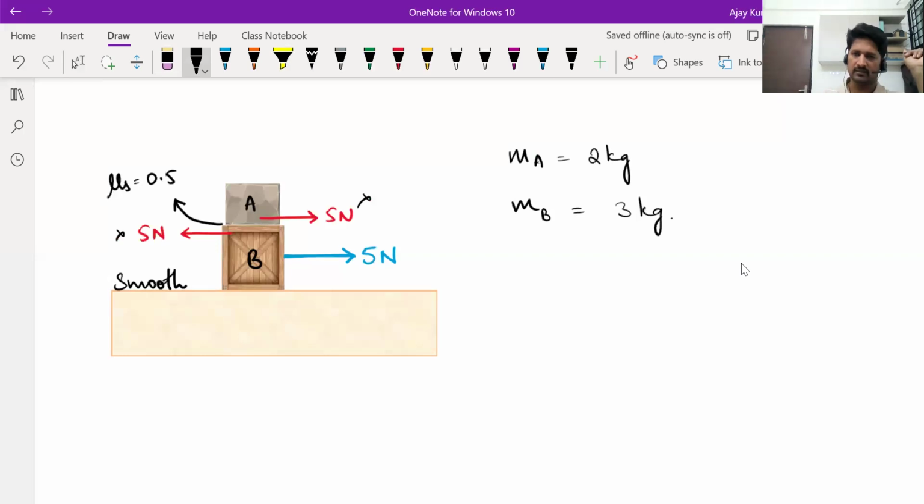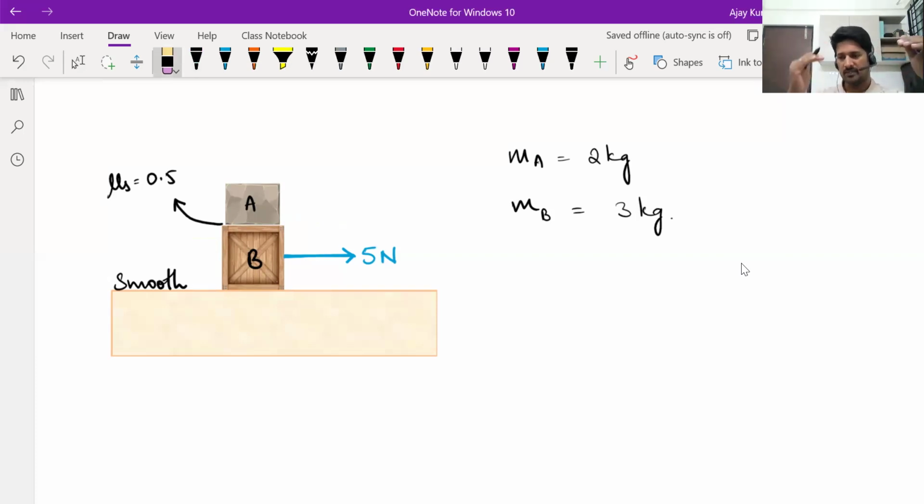As I said, friction does not have to oppose any force. What friction does is oppose sliding. And for that, how much is necessary? That much only will act. So 5 Newton also is leading to a meaningless situation. So friction acting will not be 5 Newton.